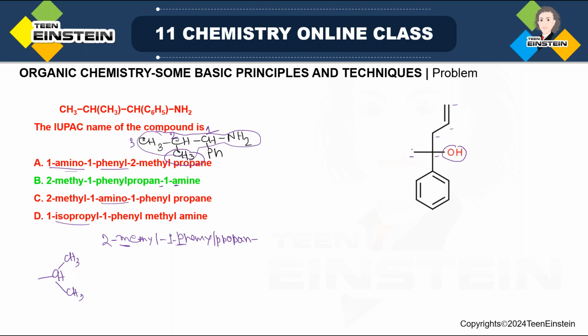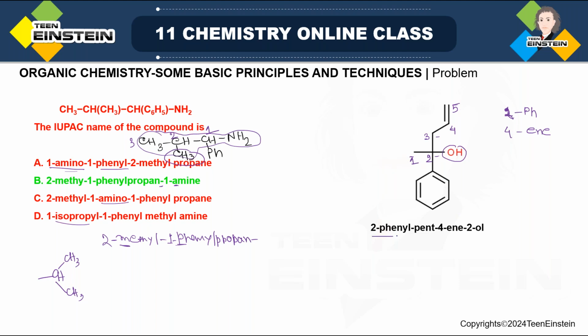So numbering will start from this carbon, because we have to choose the longest chain. 1, 2, 3, 4 and 5. So at one position there is no substituent, sorry. At 2 position we have phenyl, and OH is the main substituent, so it will end with ol. At 2 position there is Ph, and at 4 position there is a double bond, and the name should end with ol. So it should be 2-phenylpent-4-en-2-ol.